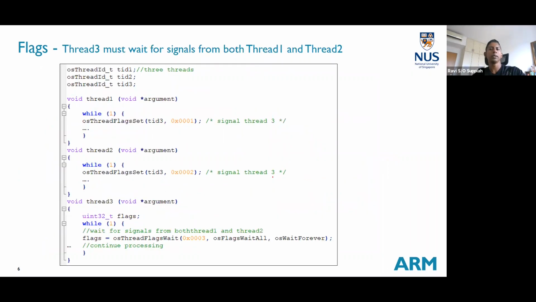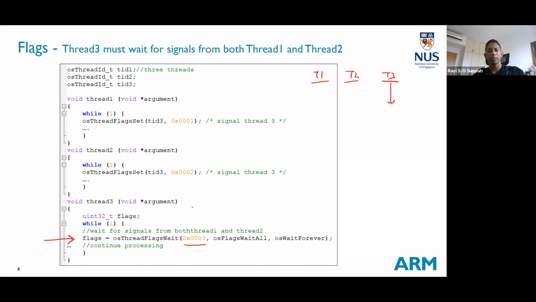Now in this example, we have 3 threads: thread 1, thread 2, thread 3, or T1, T2, T3. Now let's assume that T3 runs first. When T3 runs first, the first thing that it does is call OS thread flags wait. You can see that now it specifies 3.